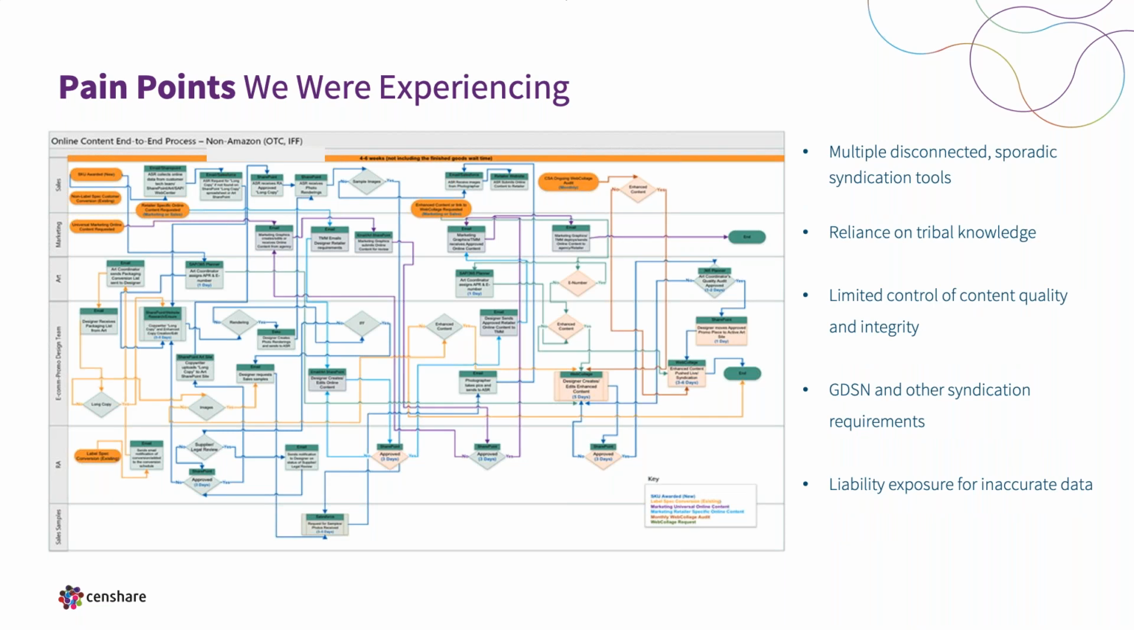This just continues on with the disconnected, sporadic syndication tools. The reliance on tribal knowledge, so significant. We have essentially one team that knows what needs to happen and when it needs to happen. All of the requirements from our retailers. Again, that attribute explosion that we've seen over the years. And then, because we are an FDA regulated organization, there's significant liability exposure for inaccurate data for us. So lots of pressure on us to make sure that we have it right.